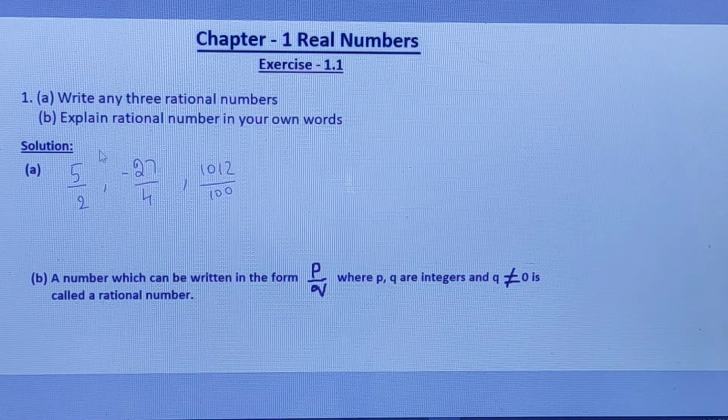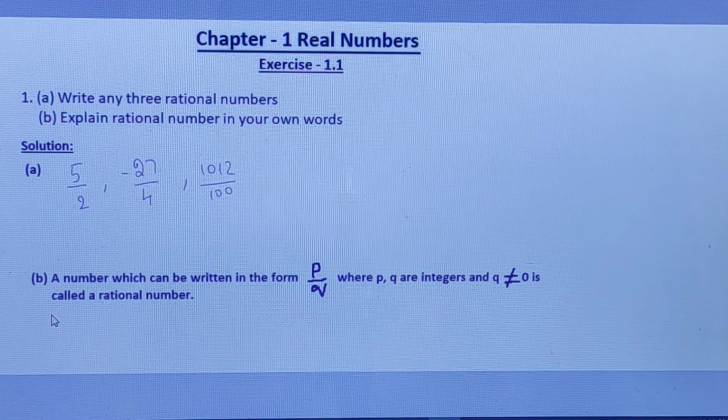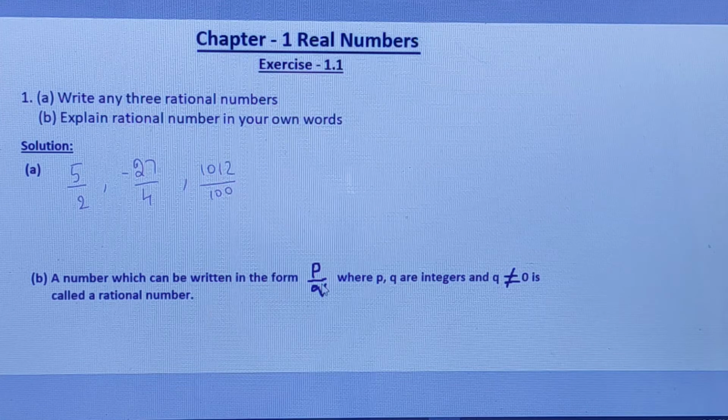B bit, explain rational number in your own words. So we know that any number in the form p by q is a rational number where the denominator is not equal to 0. So we can write it as a number which can be written in the form p by q, where p and q are integers and q not equal to 0 is called a rational number.